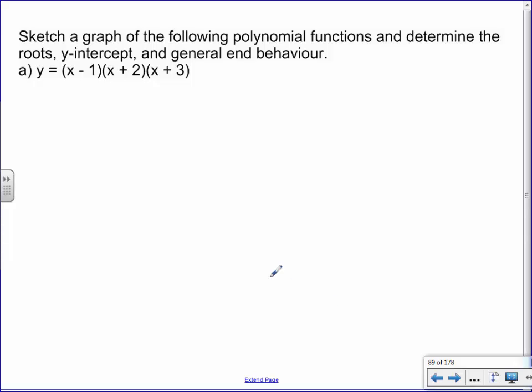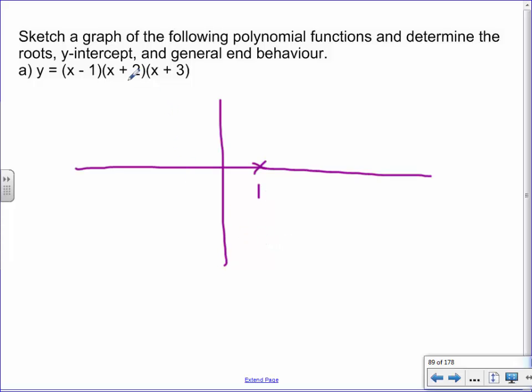So if I were to graph this thing really roughly, right off the bat, I should know the intercepts, right? Because if this is y equals x minus 1, you should have an intercept at 1. If it's x plus 2, you want one over here at minus 2, and one over here at minus 3.